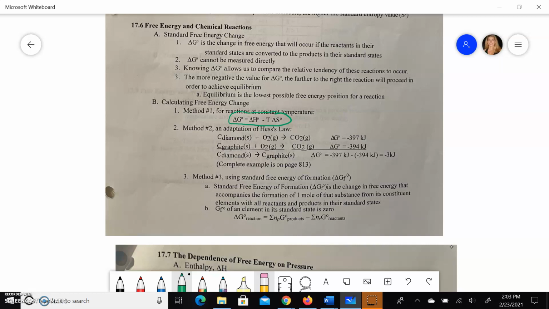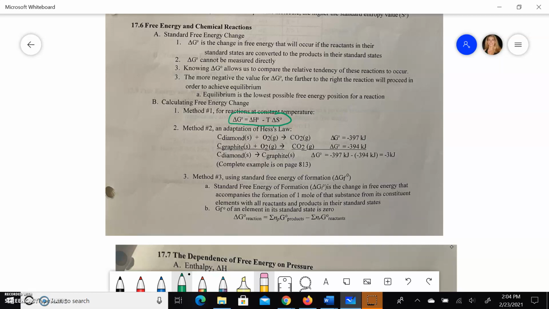The second method is very similar to Hess's law, where you have to rearrange the reactions. So you're not going to do anything to the exponent like you did for equilibrium when we changed K. You're just going to do it to the value. So if you flip a reaction, you change the sign. If you multiply a reaction by a coefficient, you multiply the number for delta G by the same coefficient. And then when you're ready to put all your reactions together, you just add them up. So it's exact same as Hess's law, except you're just dealing with delta G instead of delta H.